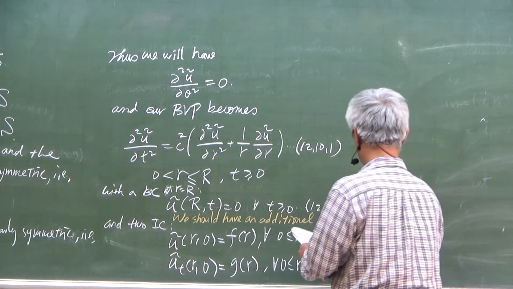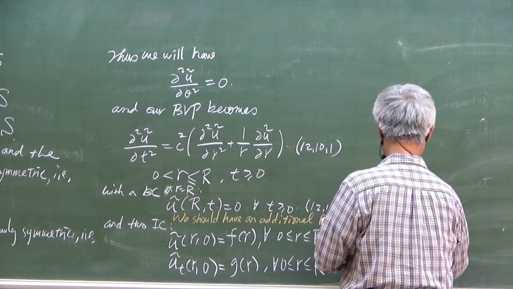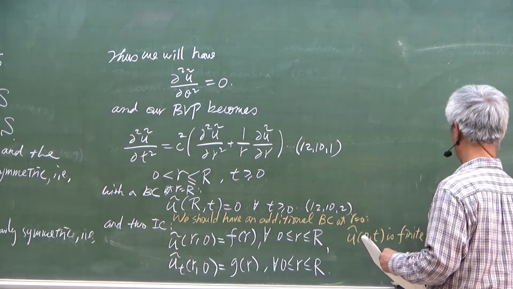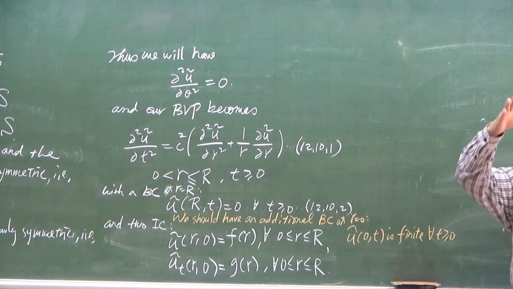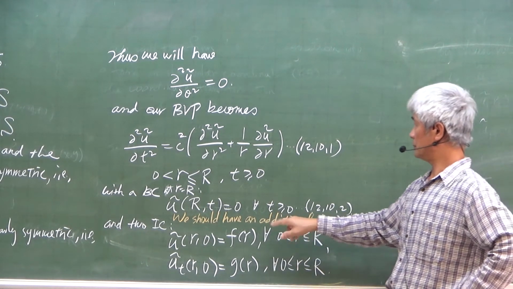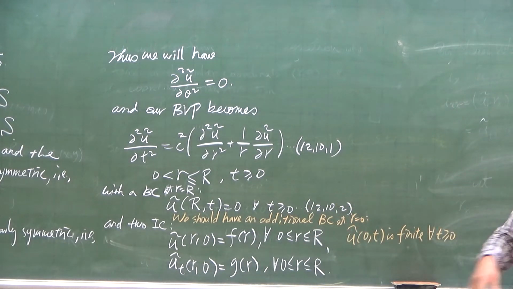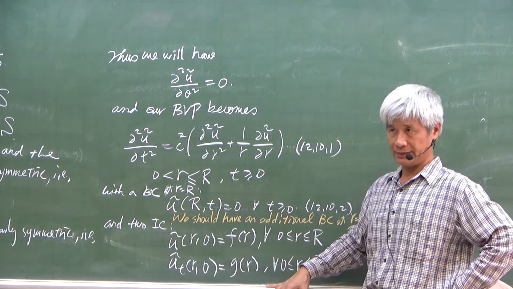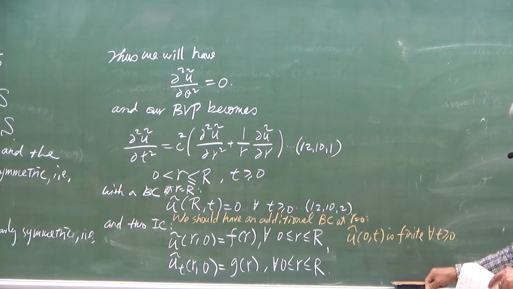Well, u tilde(0, t) is finite for all t, right? We should have a bounded solution, because this is physically meaningful. Actually, this is implicit. It's not explicit like this one. It's implicit. So we have to be aware of this additional boundary condition.